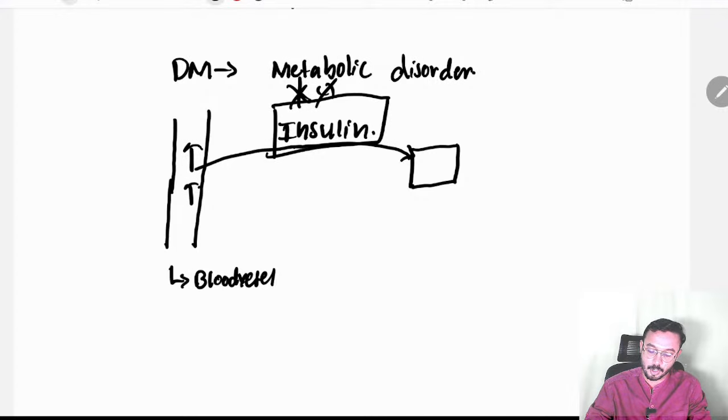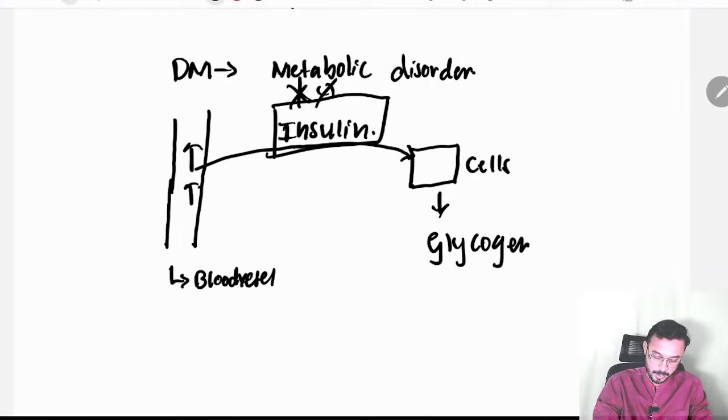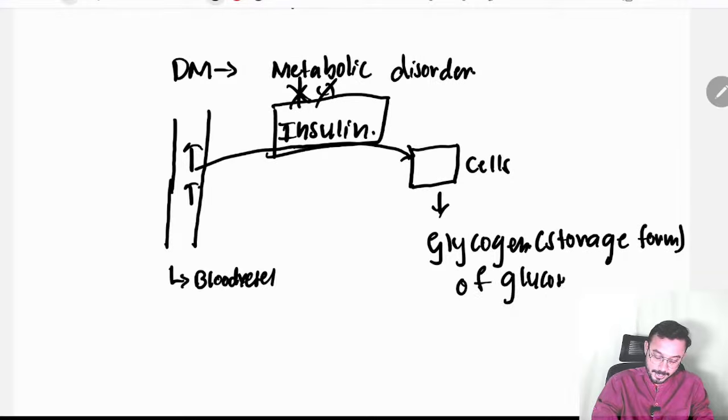The major normal function of insulin is to transport glucose from blood vessels to the cell, and glucose is stored in this cell in the form of glycogen. Okay, this is the storage form of glucose, inside the cell.